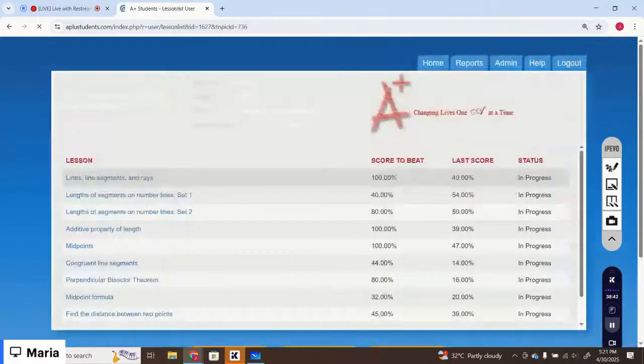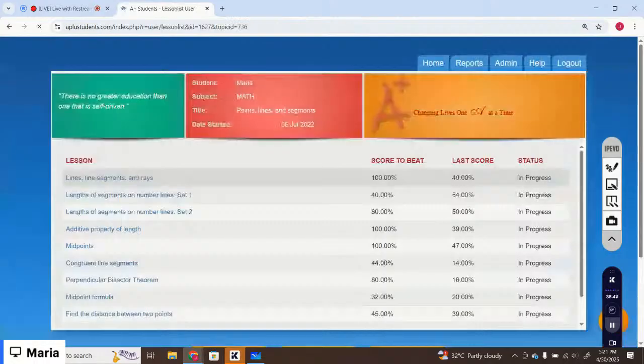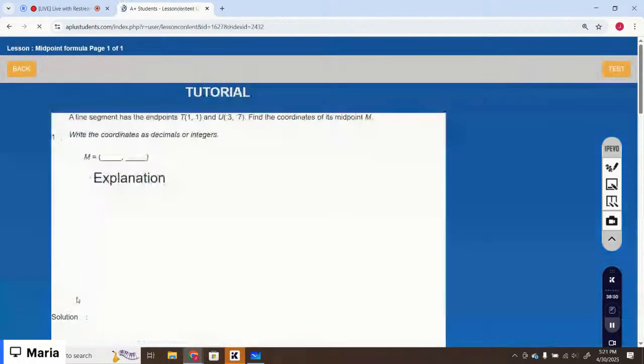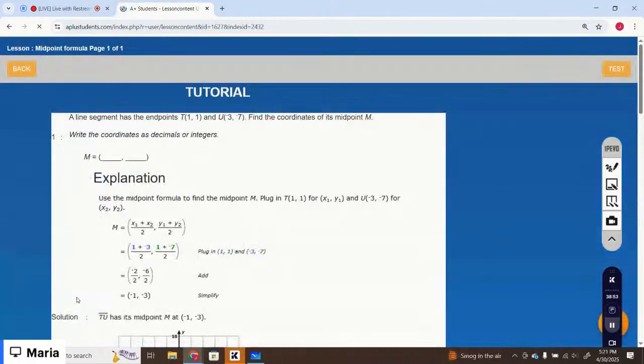Next lesson is midpoint formula. A line segment has the endpoints T(1, 1) and U(-3, -7)? Find the coordinates of its midpoint. The midpoint formula is (x1 plus x2) over 2, (y1 plus y2) over 2. So that is -1 and -3.